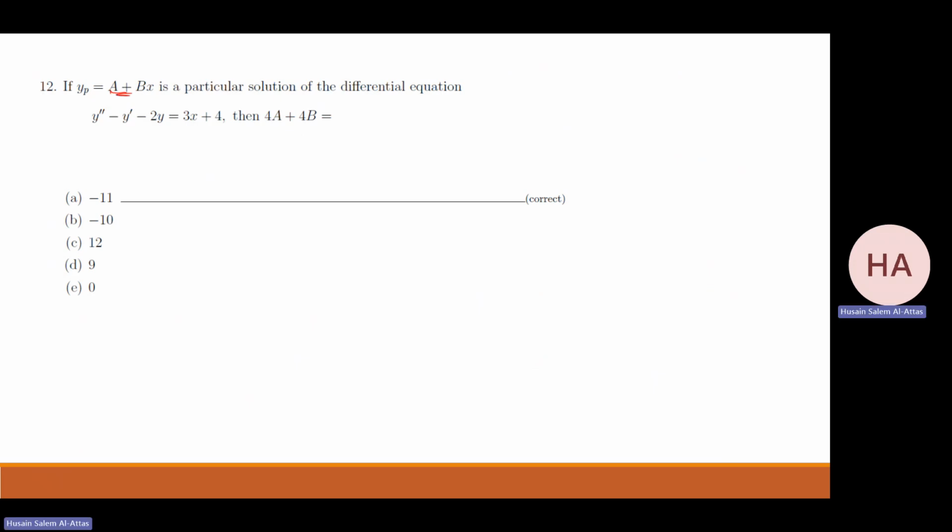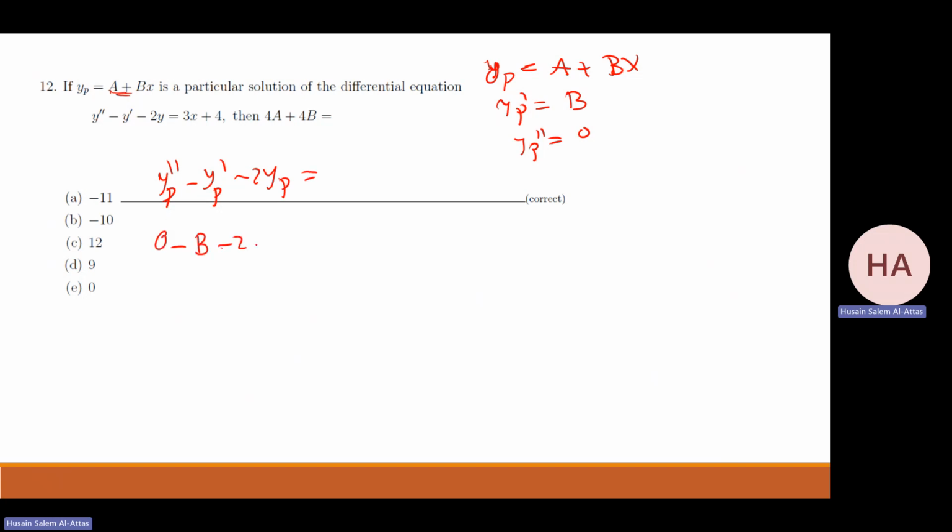He said, if YB is the particular solution, find this. Just substitute. As I said, usually we have these kind of problems. So it's ready, and just to find A and B. So YB prime will be B, YB double prime will be 0. So I have YB double prime minus YB prime, be careful, plus minus 2YB, don't rush it. I have 0, minus B, minus 2A, minus 2BX. That would be 3X plus 4.